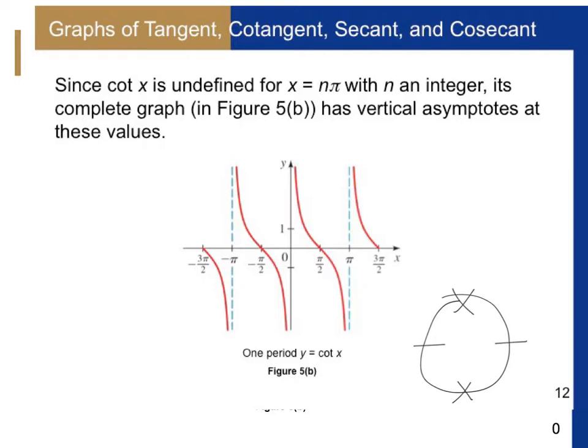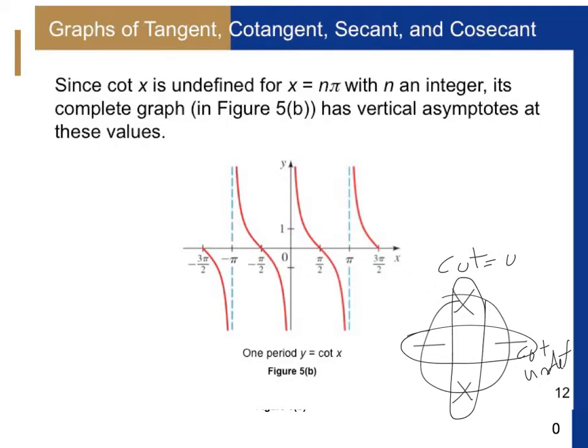So just to show you, here's where cotangent is 0. Here's where cotangent is undefined. Undefined would be these two, 0 would be these two. So wherever you end up in one of those spots, it's either undefined or 0.